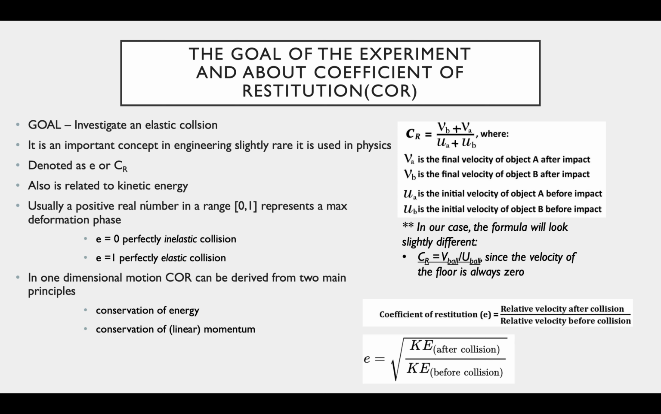If the coefficient is 0, it means that the collision was perfectly inelastic and the two objects either stopped or continued the motion together as one whole object. In the opposite case, if the coefficient of restitution is 1, it means the collision was perfectly elastic. You might pause the video now and read this slide for more information on the coefficient of restitution.